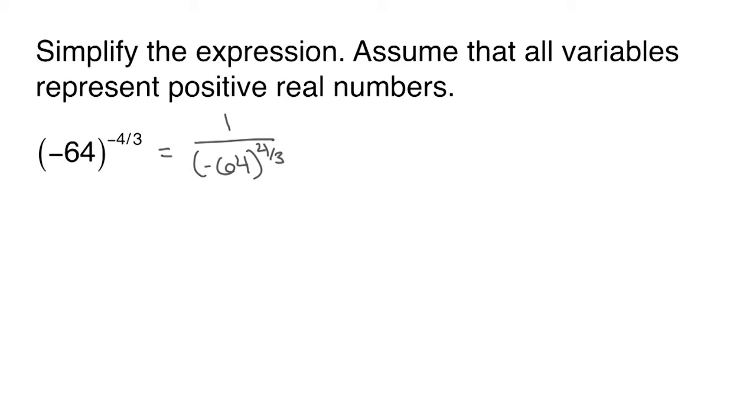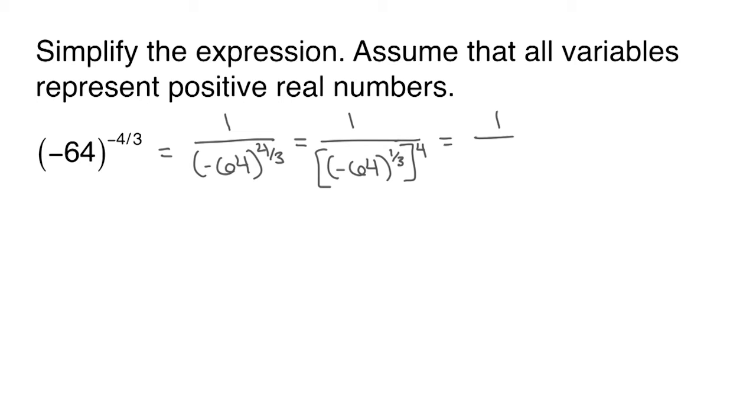We can then rewrite the rational exponent in the denominator so that we have 1 over negative 64 to the 1/3 power all to the 4th power. Now we can evaluate negative 64 to the 1/3 power. This is the cube root of negative 64, which is negative 4.